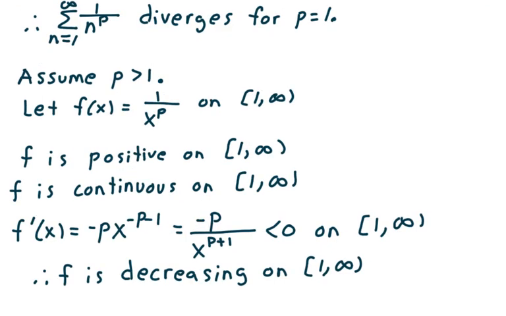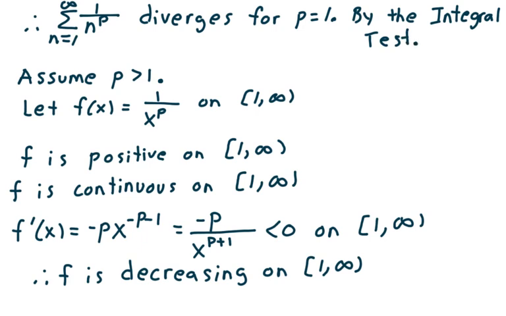And so therefore, this series from n equals 1 to infinity of 1 over n to the p diverges for p equal to 1, and this is by the integral test. So this is the classic application of the integral test.